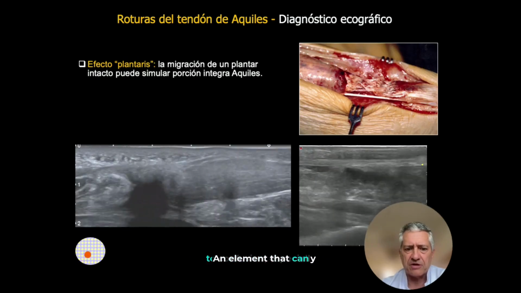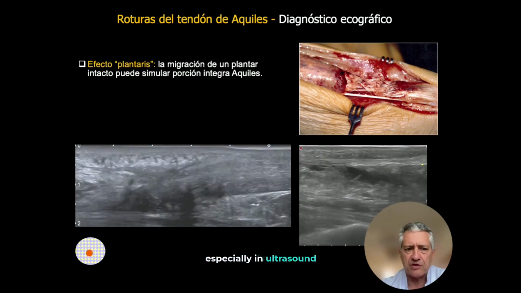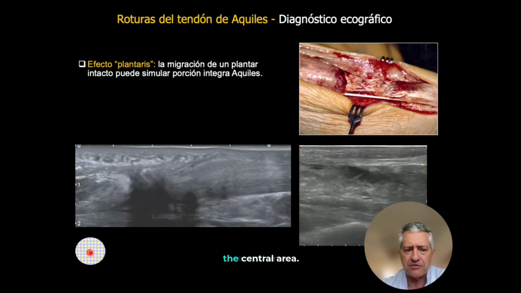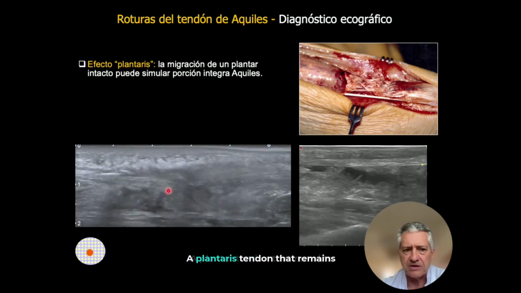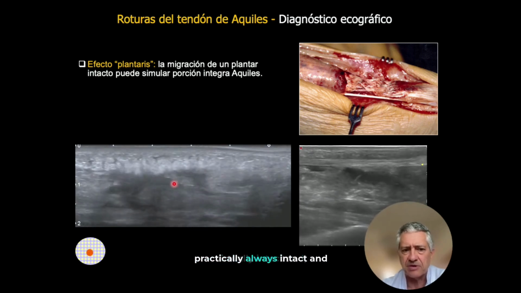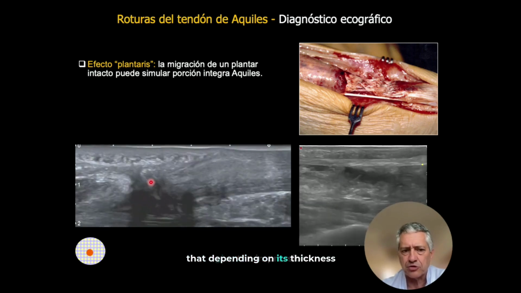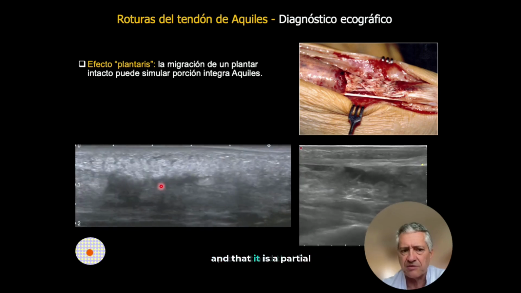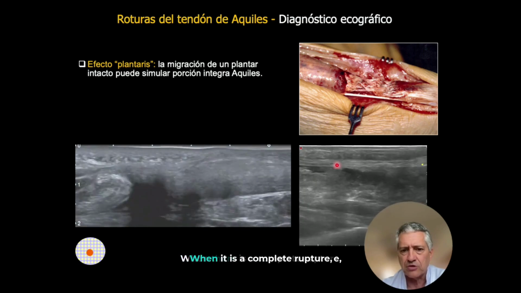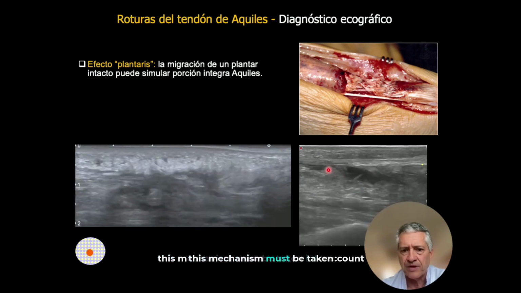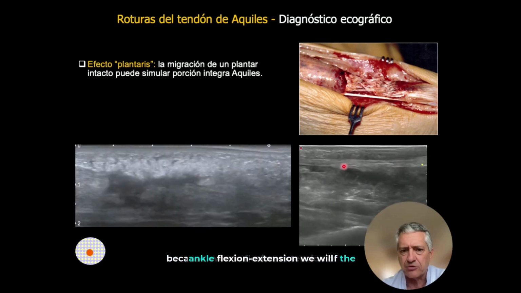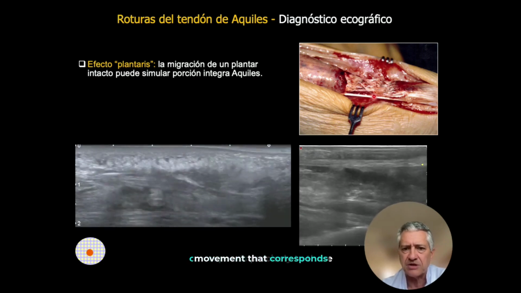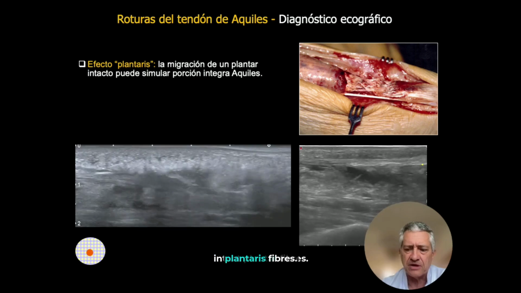An element that can lead to confusion, especially in ultrasound diagnosis, is the migration that occurs from the plantaris towards the central area. A plantaris tendon that remains practically always intact, and that, depending on its thickness, can give a certain sensation that there are certain fibers and that it is a partial rupture. When it is a complete rupture, this mechanism must be taken into account, because even in ankle flexion extension, we will be able to see certain fibrillar movement that corresponds precisely to these intact plantaris fibers.